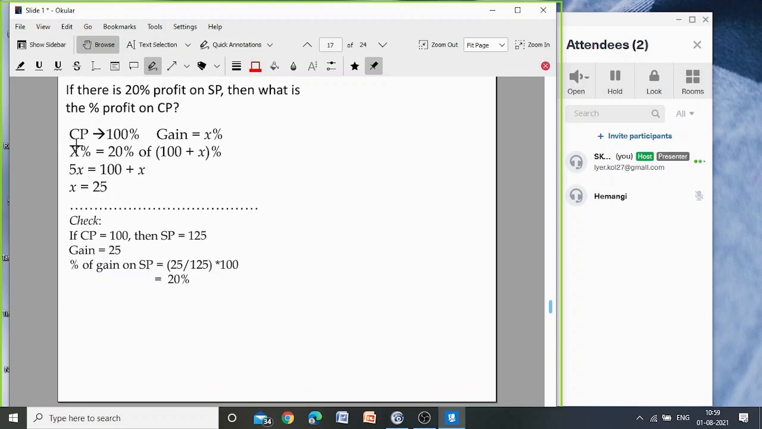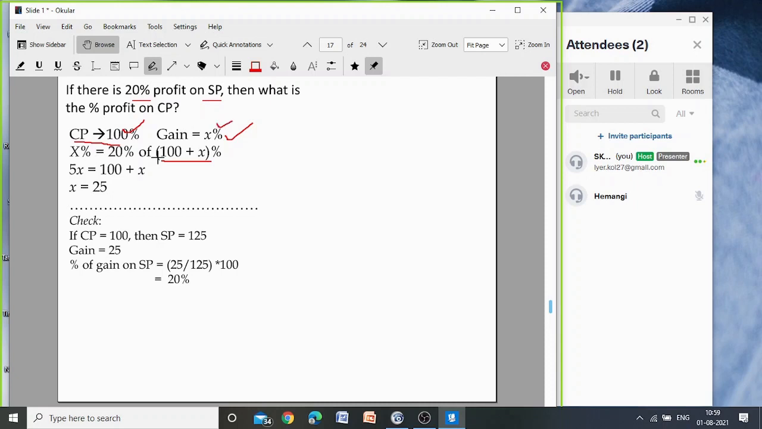Cost price is always 100%. The starting point, this one you will never change. Gain you don't know, because the 20% gain is on selling price, and that is not the correct way. On cost price, how much, you don't know. So X%. So you get the selling price to be 100 plus X%. Cost price 100%, gain X%. Why X%? Because 20% I cannot take. 20% was on selling price. On cost price it is X%.